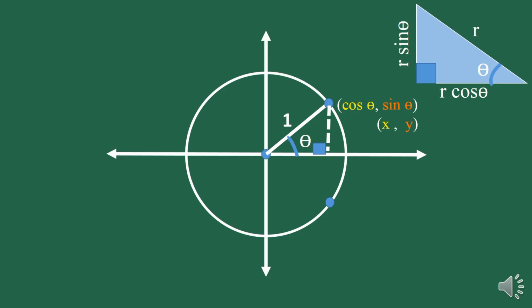Now suppose we take a point exactly the same angular distance below the positive x-axis. The angle is no longer theta, it is minus theta, because counterclockwise was positive, so clockwise is negative. The coordinates of this new point will therefore be cos minus theta comma sin minus theta.